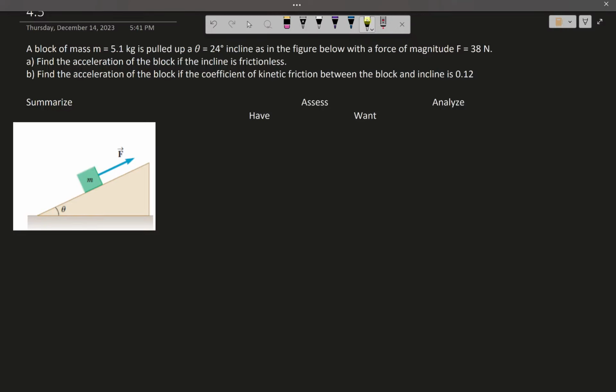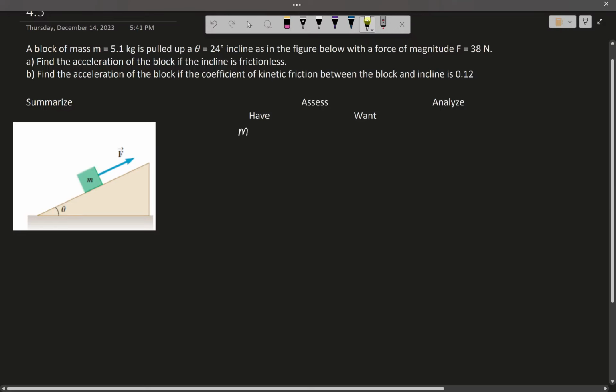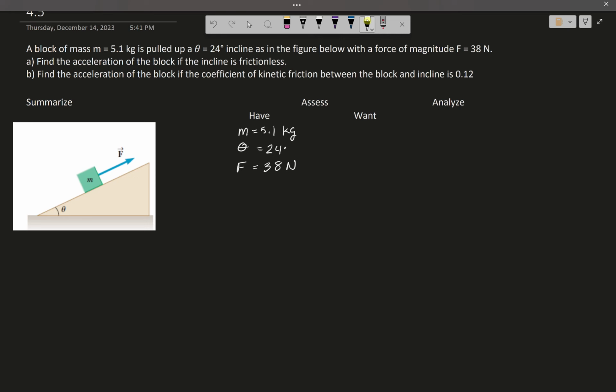So with this problem, we have a block that has a mass of 5.1 kilograms, and it's pulled up an incline of 24 degrees with a force of magnitude 38 newtons. I left off the vector sign on the force because it told me that this is the magnitude. It doesn't include the directionality.